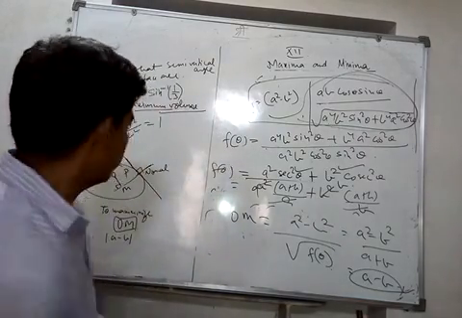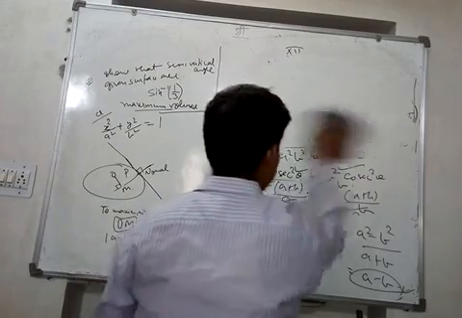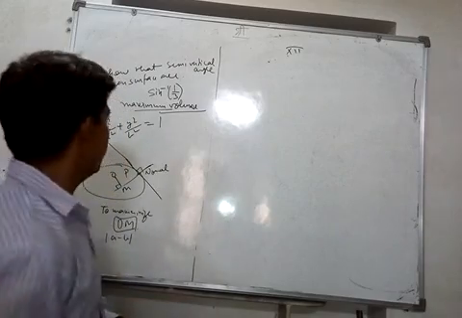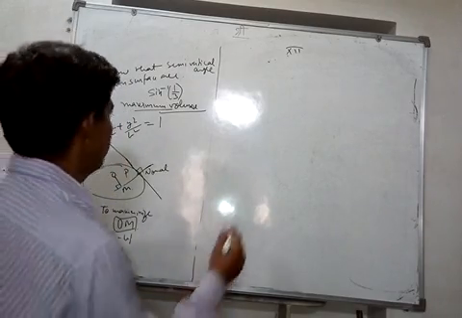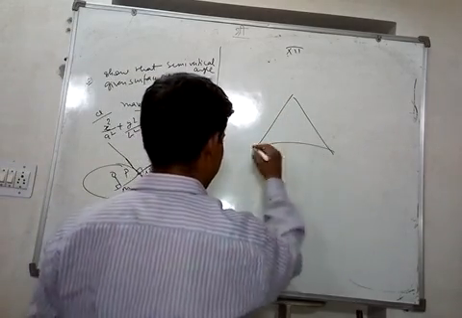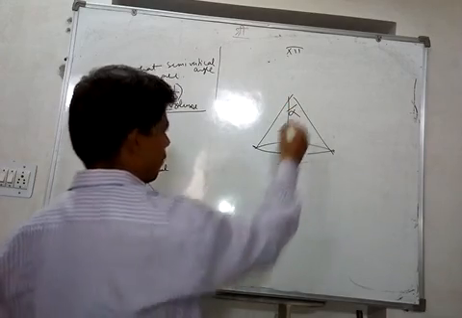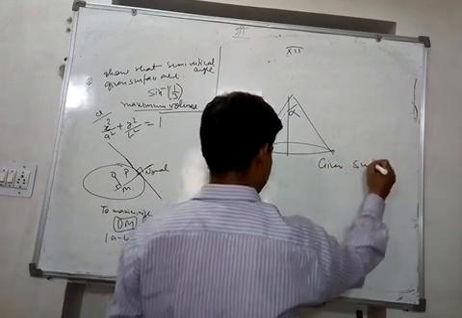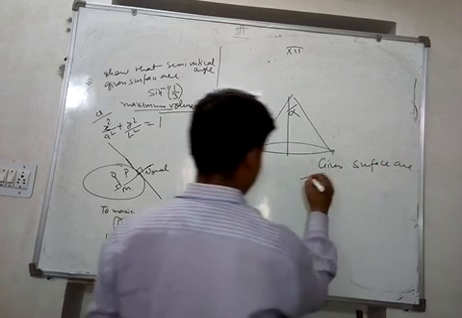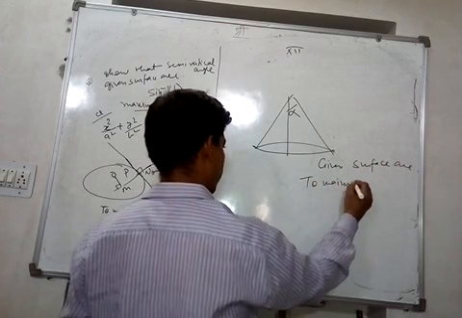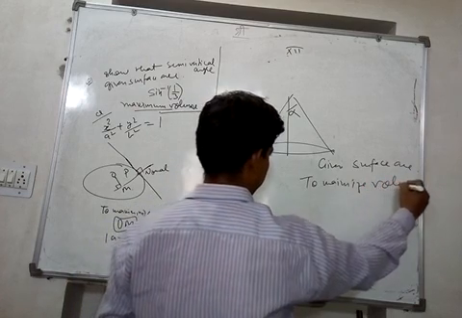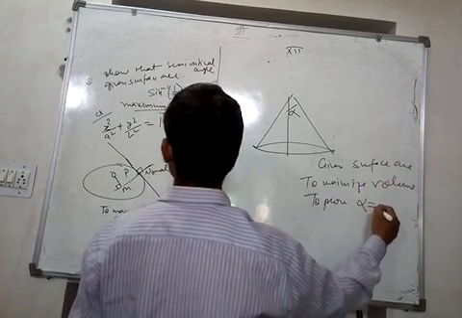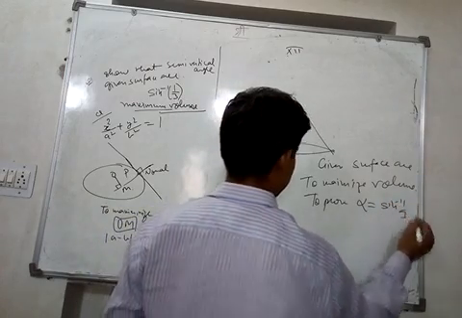Okay, we have got one more question. These two are the most lengthy questions. Another question is: show that the semi-vertical angle, there is a cone. This is angle alpha, the semi-vertical angle. Given is the surface area, to maximize the volume, and to prove alpha is equal to sin inverse 1 by 3, right?